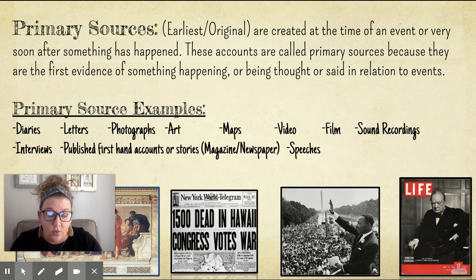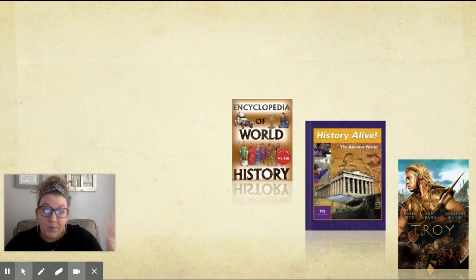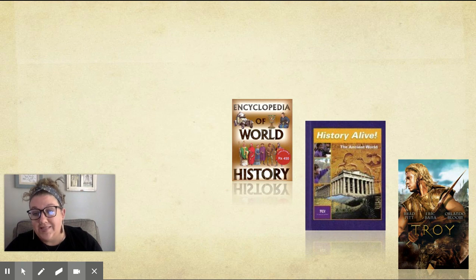Maps, video. Now, video is a tricky one. Video and film can be a primary source, but it has to be the original video. So a documentary would not be a primary source. However, a primary source such as news footage from September 11th would absolutely be a primary source because it's footage of something that was happening in that moment, not someone going back and analyzing the footage, if that makes sense. Speeches would also be one. So like Martin Luther King's "I Have a Dream" speech would be a primary source.